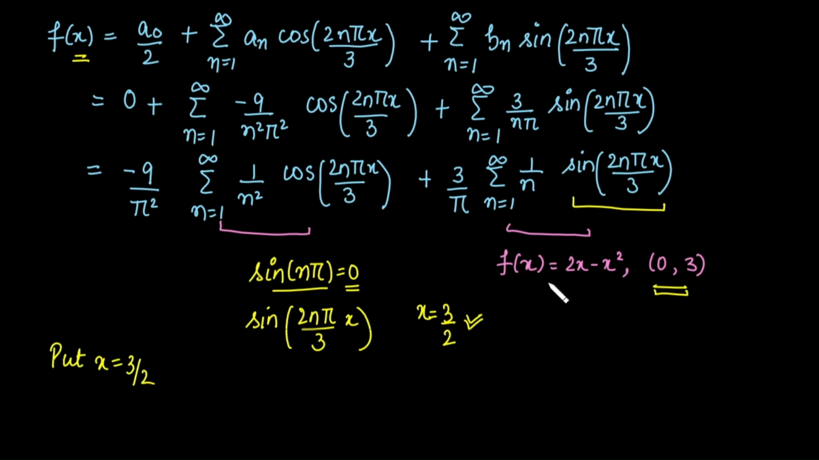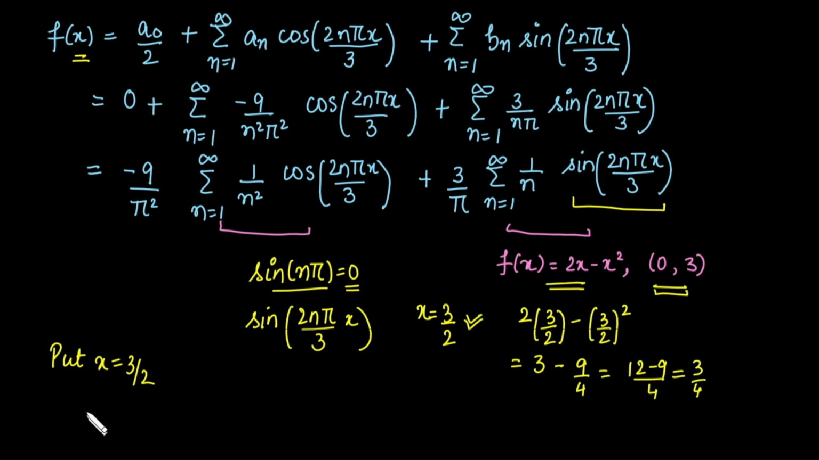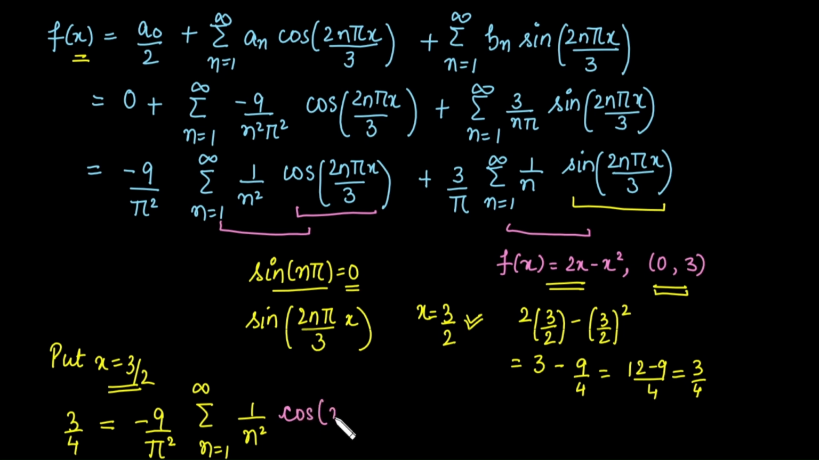So substitute x is equal to 3 by 2. The function value is 2x minus x square. Put x is equal to 3 by 2. We have 2 into 3 by 2 minus (3 by 2) square, that is equal to 3 minus 9 by 4, that is equal to (12 minus 9) by 4, that is 3 by 4. On the left hand side, when we put x is equal to 3 by 2, we have 3 by 4, that is equal to minus 9 by pi square summation n from 1 to infinity 1 by n square into cos of n pi. After substituting x as 3 by 2, here we have n pi plus 3 by pi summation n from 1 to infinity 1 by n sine of n pi.